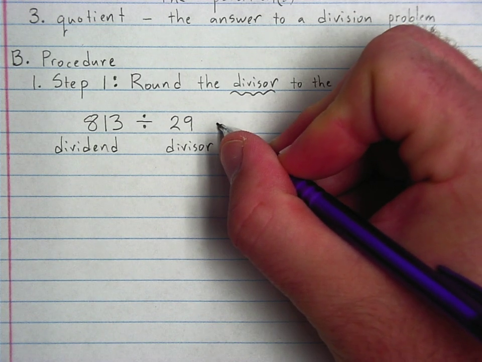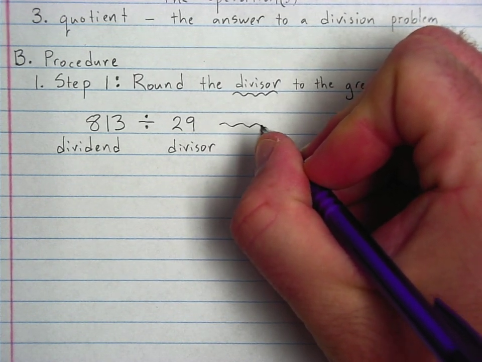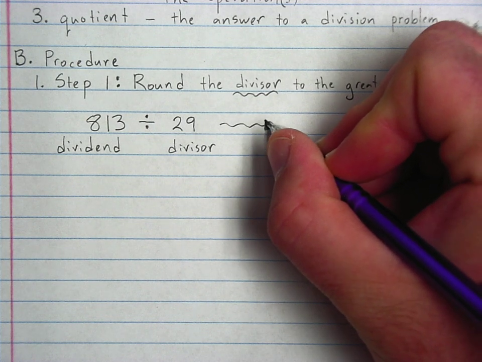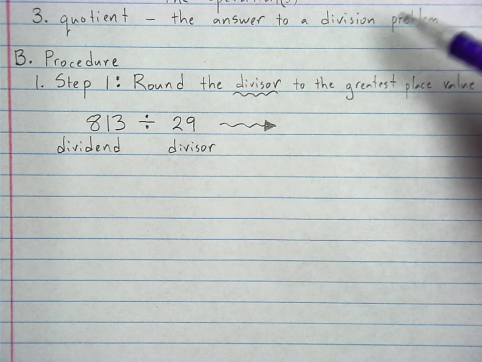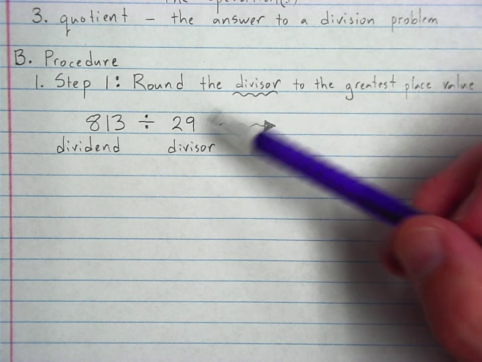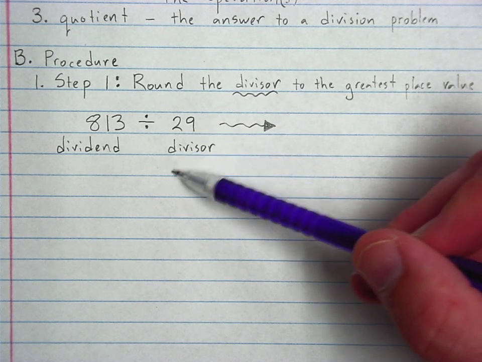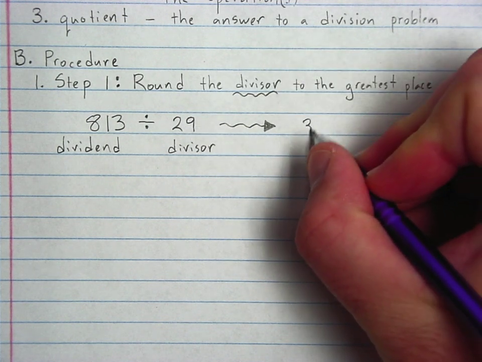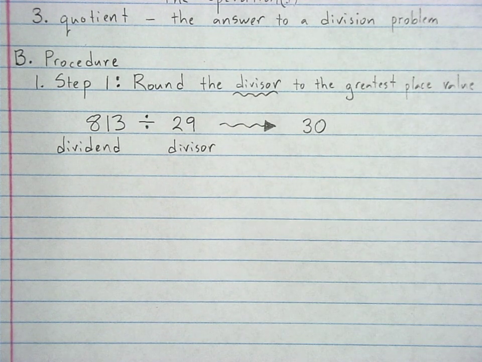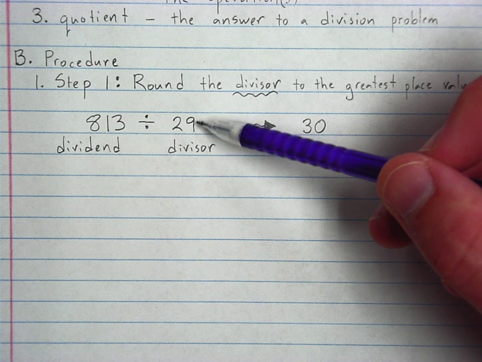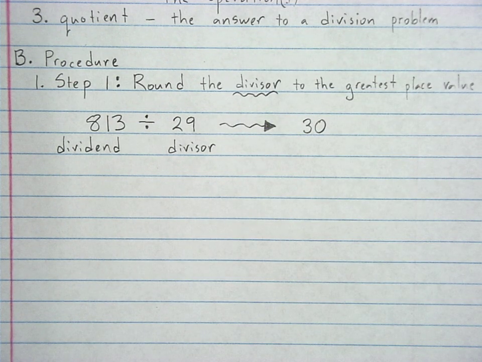So our divisor is going to be approximately equal. We're going to round it to the greatest place value. The greatest place value goes out to the tens, so we're going to round to the nearest 10. 29 is between 20 and 30, but it's much closer to 30. Plus, the 2 looks next door. The 9 says, hey, you got a sore. That part looks pretty familiar, hopefully.